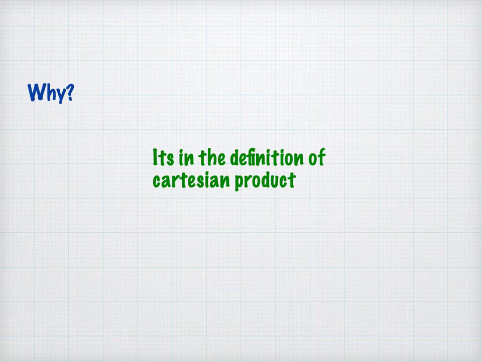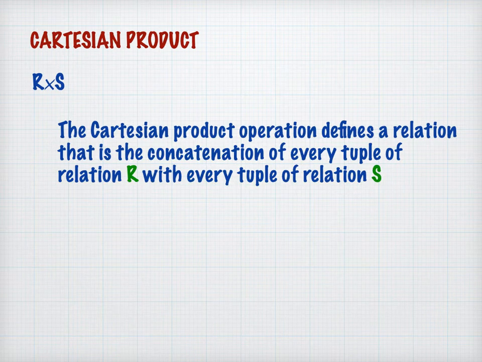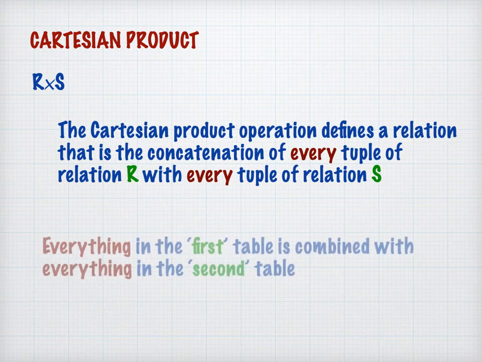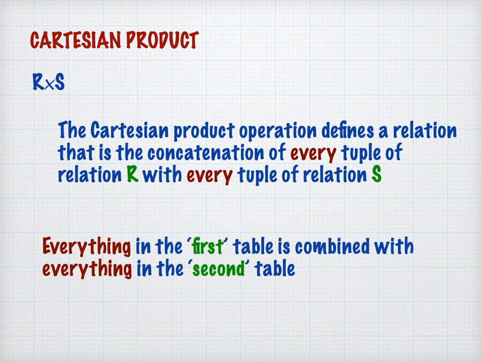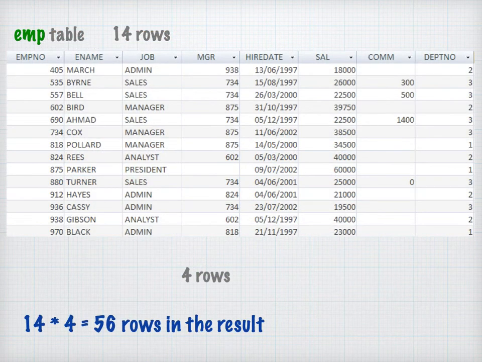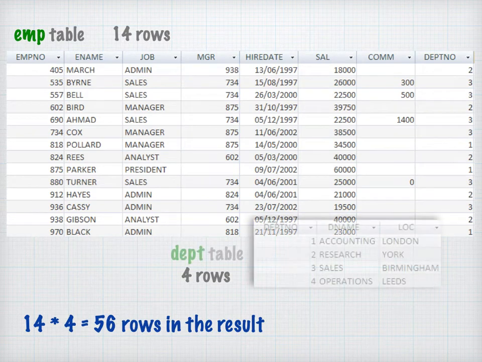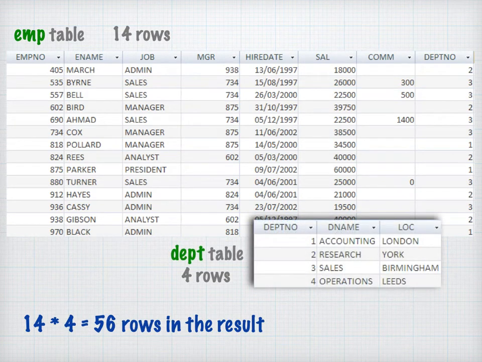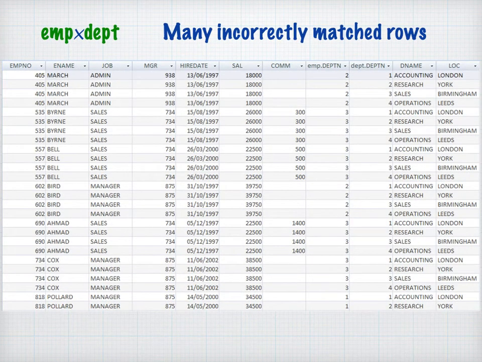Well, the clue is in the actual definition of Cartesian product. If we go back to that, it says we're going to combine the tables together, but it's this bit here. It says every tuple from R is combined with every tuple from S. In other words, every row is combined with every row. Everything in the first table is combined with everything in the second table. So if we have 14 rows in the first table and 4 rows in the second table, we're going to end up with 56 rows in our result set. And clearly, many of those are incorrectly matched rows.